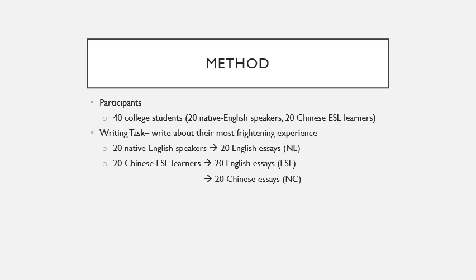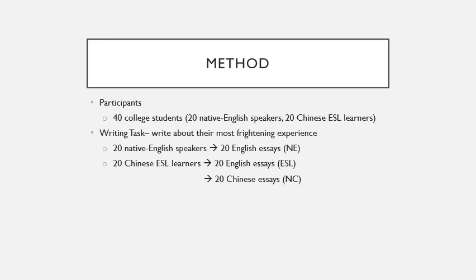So this is a quantitative study. I recruited 40 college students as my participants. 20 of them were native English speakers and 20 of them were Chinese ESL learners. I asked them to do a writing task on their most frightening experience. So for the 20 native English speakers, I asked them to write in English, and for the 20 Chinese ESL learners, I first asked them to write in English, and then in a 2 weeks interval, I asked them to write about the same story in Chinese again.